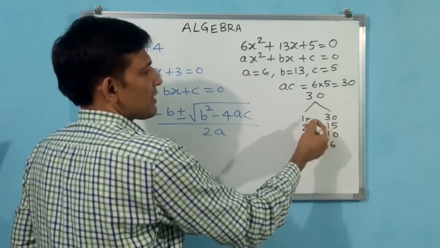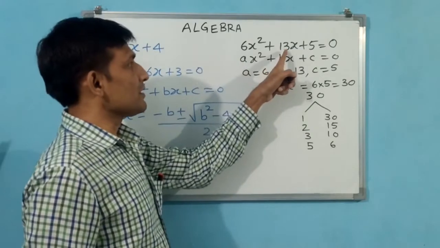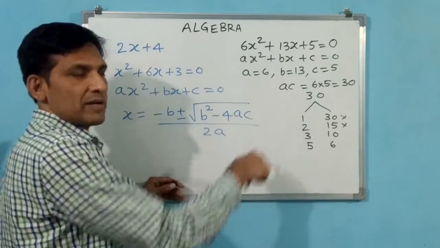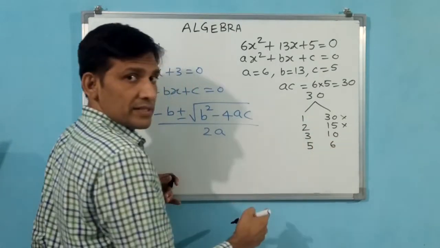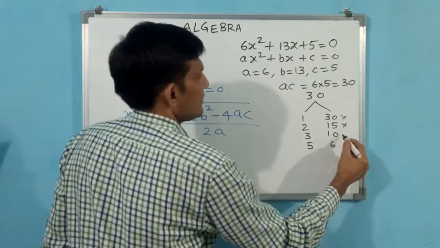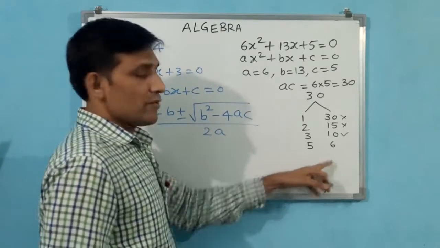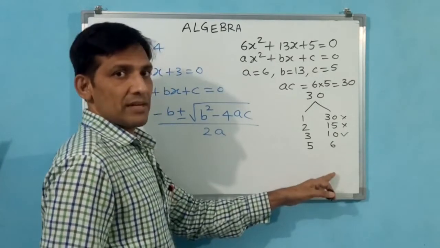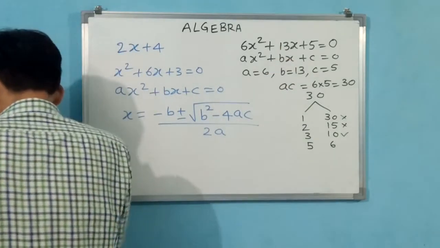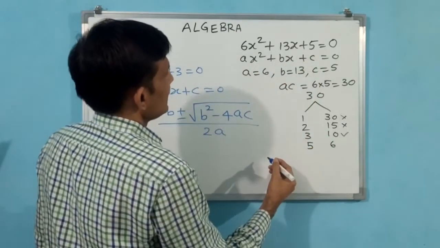1 into 30 is 30, but 1 plus 30 or 1 minus 30 is not equal to 13. The center digit, the x coefficient, also should match. 2 into 15 no. Now you see 3 into 10, 30. 3 plus 10, 13. Okay? We can take this. 5 into 6, 30. 5 plus 6, 11. But we have got 13. Then what do we do? We take 3 and 10.